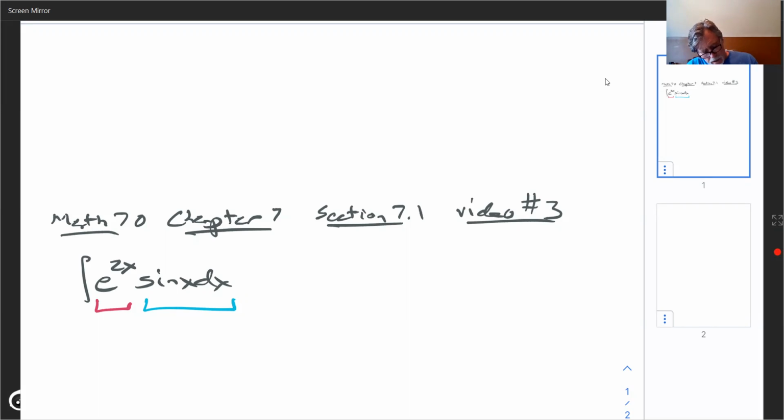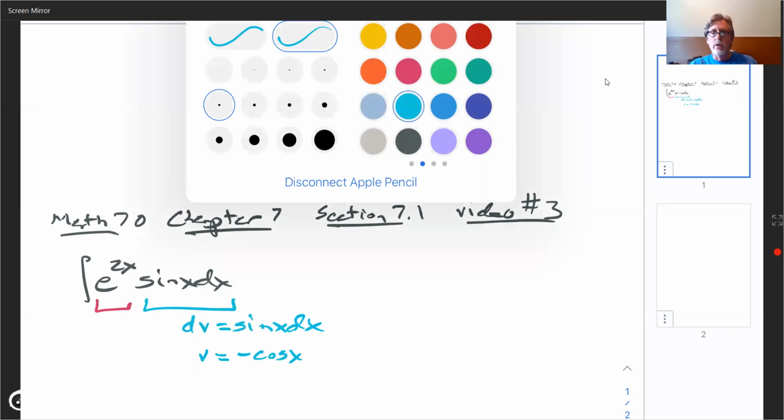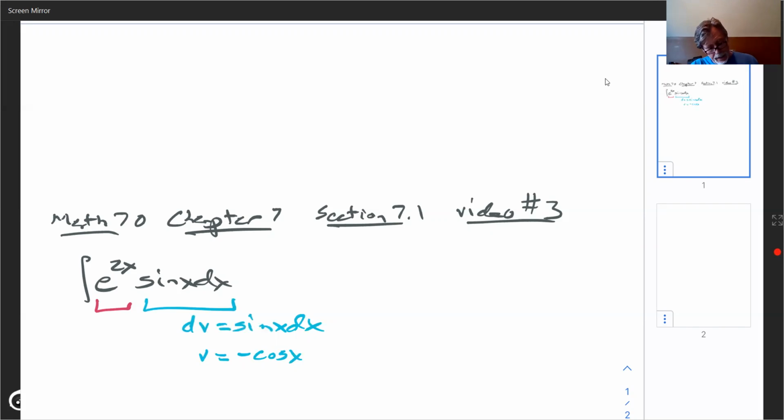Let's do it. So I'm going to choose dv to be sine x dx. Upon integration, we get negative cosine x. Now I'm going to let you pause and ponder while I go through this to shorten this video a little bit. When I let u equal e to the 2x, the chain rule will give us that du is 2e to the 2x dx. So this one's going to go swiftly, and you can pause whenever you want.